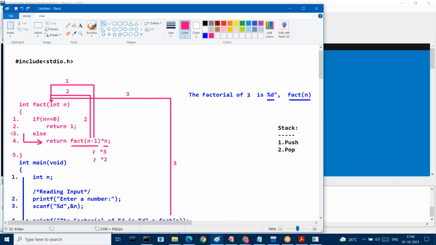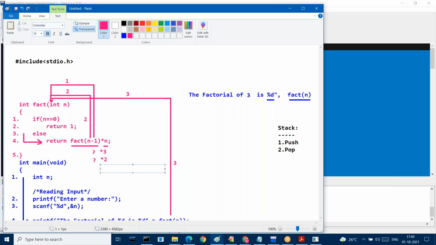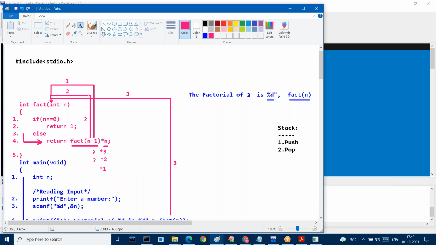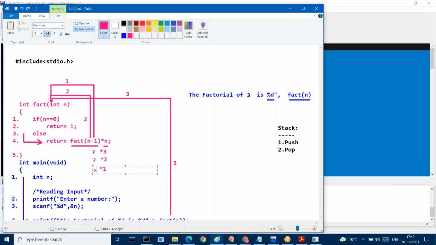N value is 1. Is it 0? No. Return will not execute. Else what comes? It comes to the else. Return, oh sir, again same problem. Into 1, no problem because n value is 1. But he also made a function call. What is the function call? Don't know this value. Made a function call. What is that, sir? Fact 0.